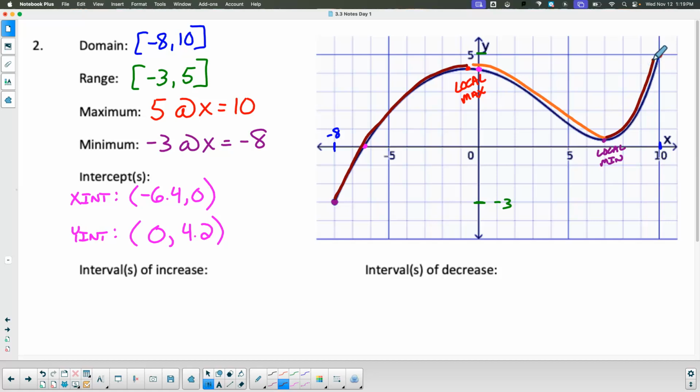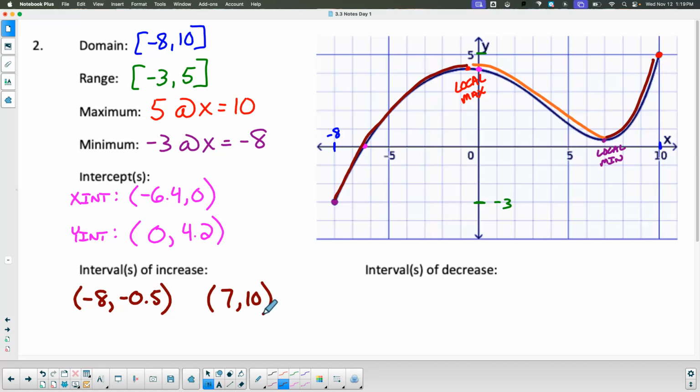Okay. So the intervals of increasing would be from -8 to probably -0.5, maybe? Yeah, -0.5. Okay. And then it's increasing again from 7. I would say 7 to 10. I'm sure it's not 6.